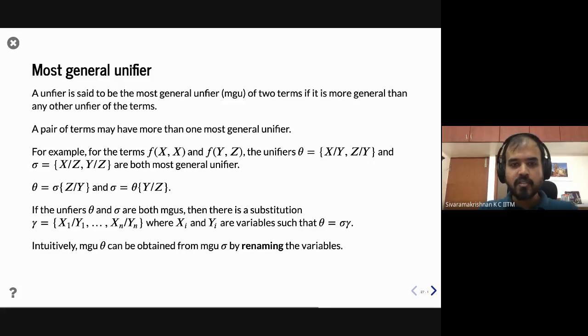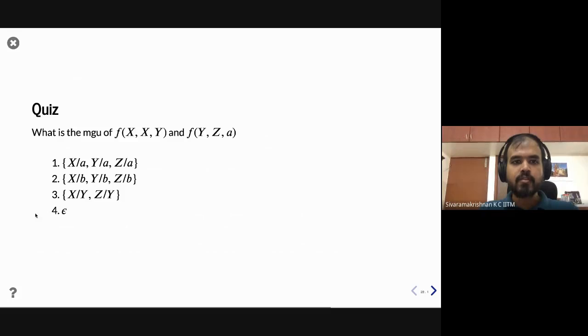Okay, good. So here's the question: what is the most general unifier of these two terms? 1, 2, 3, 4. Which one? Harini has the right answer. 1 is the answer. 3 is not the answer because if you do just 3, this A will not be replaced. So 1 is the answer. You replace X with A, Y with A, and Z with A.